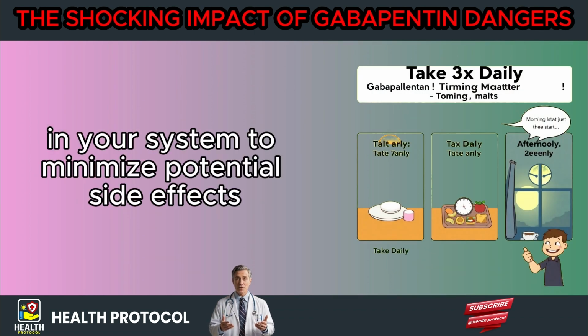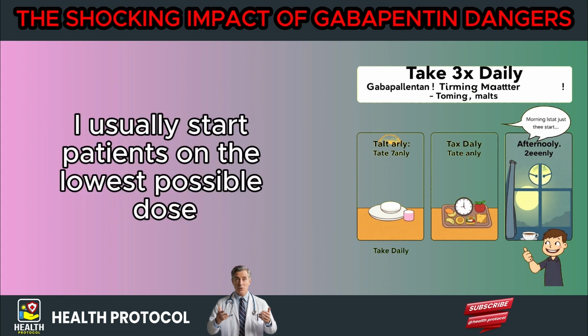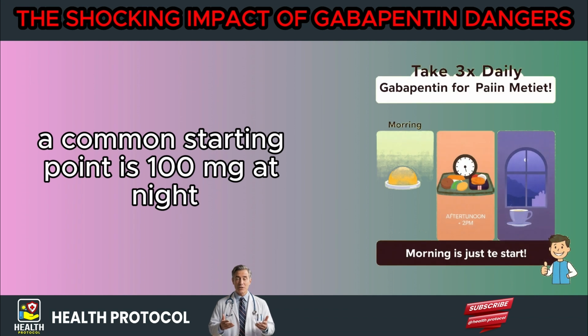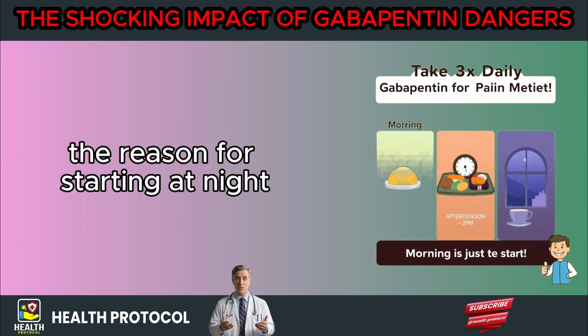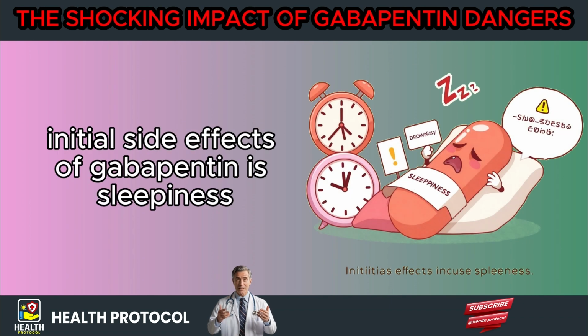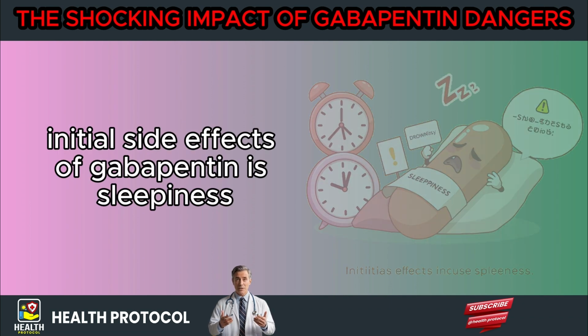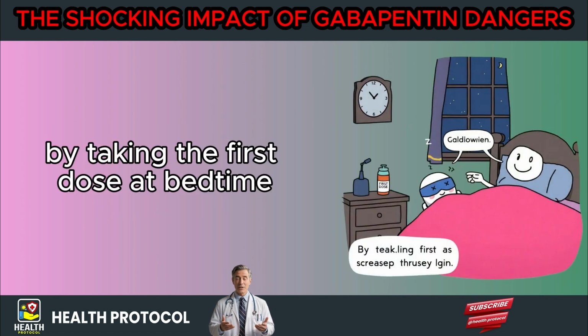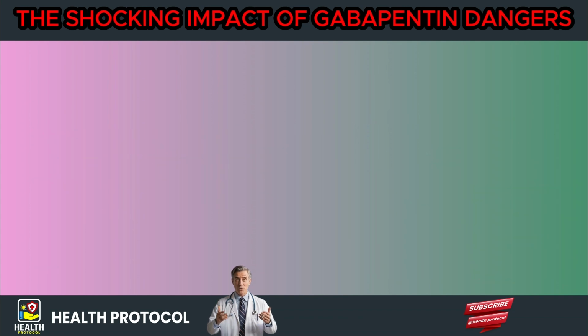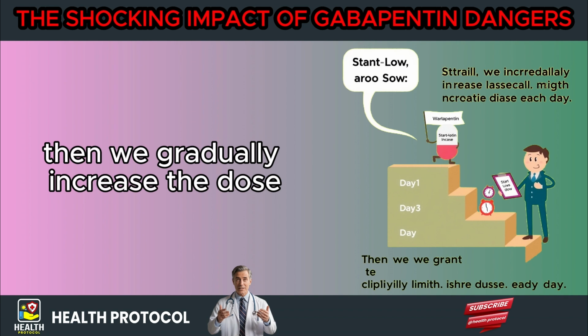To minimize potential side effects, I usually start patients on the lowest possible dose. A common starting point is 100 milligrams at night. The reason for starting at night is that one of the most common initial side effects of gabapentin is sleepiness. By taking the first dose at bedtime, you can often sleep through this initial drowsiness. Then, we gradually increase the dose.